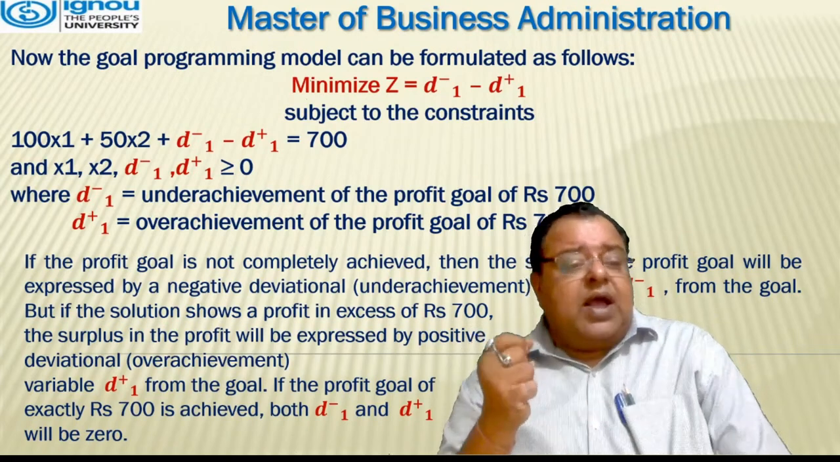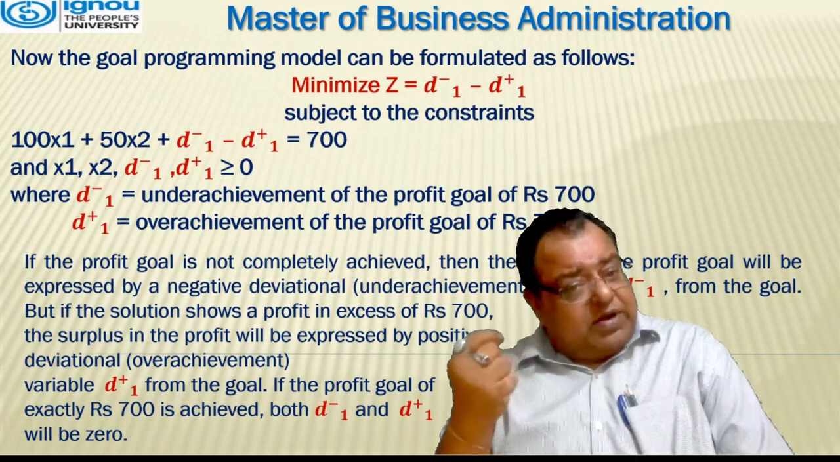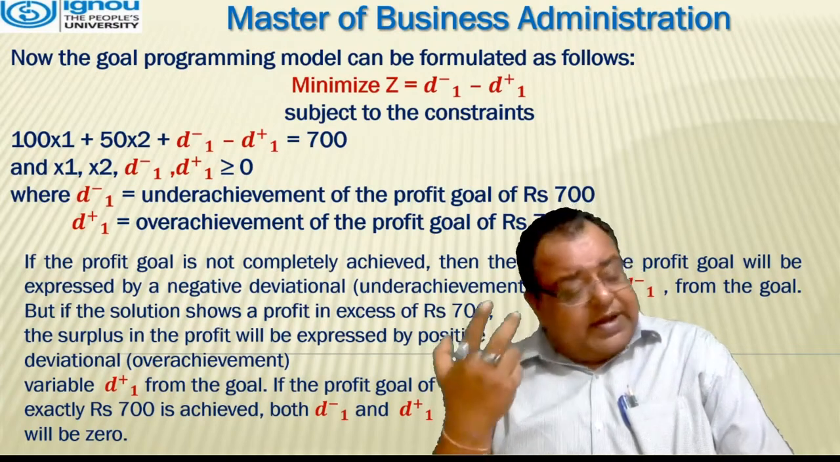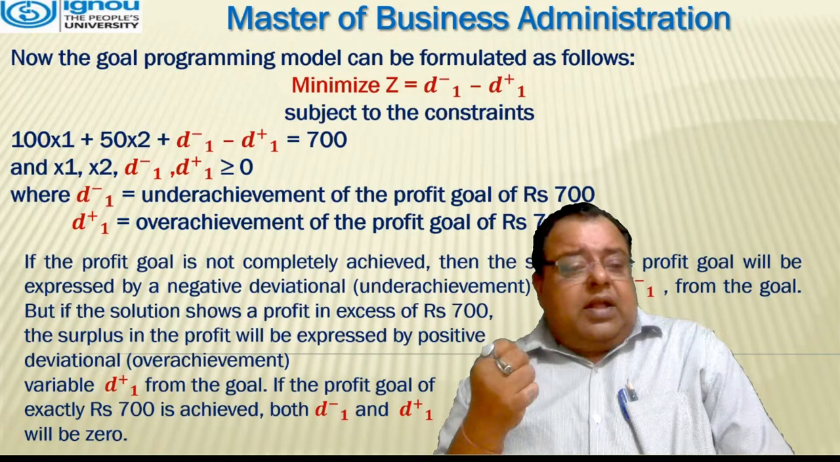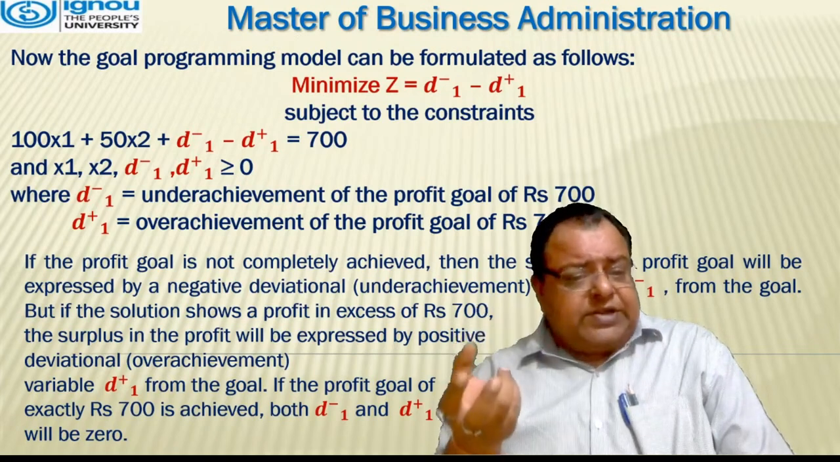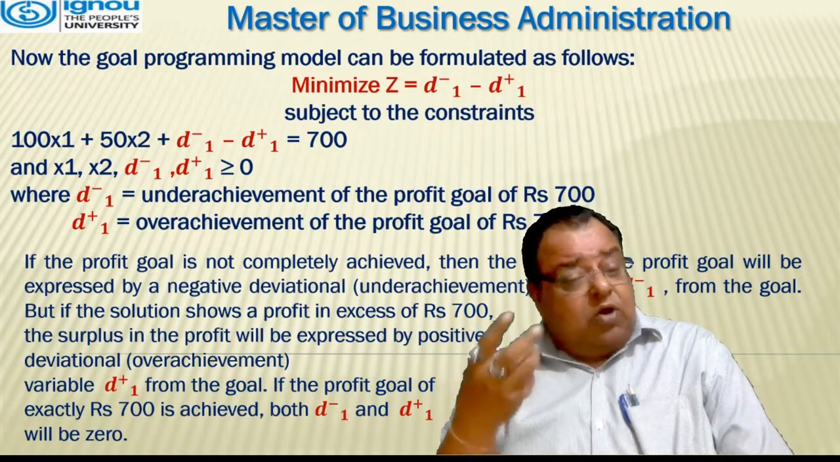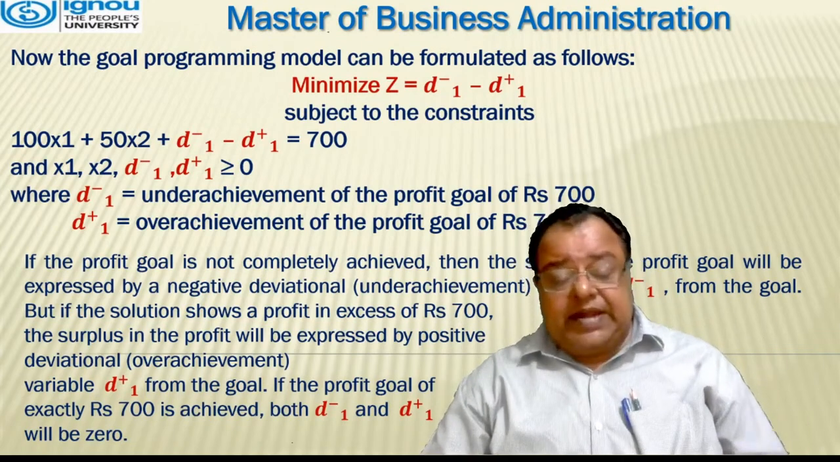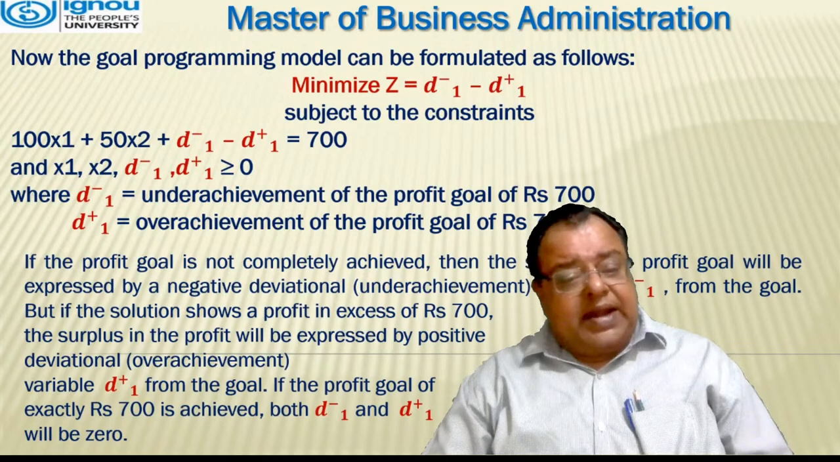These are the constraints: 100x1 plus 50x2 plus d1 minus minus d1 plus equal to 700, and x1, x2, d1 negative and d1 positive are greater than or equal to 0, because these are non-negative constraints. d1 negative is underachievement of the total profit of rupees 700, and d1 positive is the overachievement of the profit goal of rupees 700. If the profit goal is not completely achieved, then the slack in the profit goal will be expressed by a negative deviation, that is d1 negative from the goal.